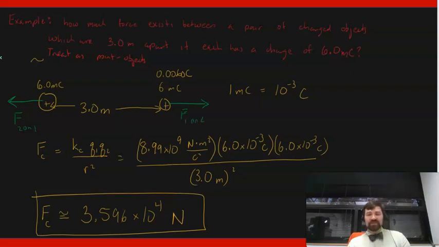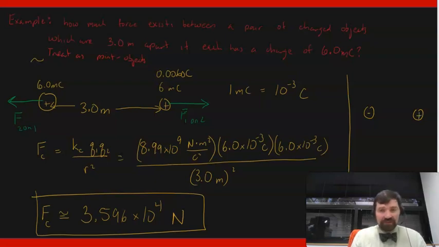If we replace one of these with a negative charge instead, so let me draw a little diagram. What if one of them happened to be negative and the other one happened to be positive? Then our force diagram would look like this. So again, this is force of 1 on 2. This is force of 2 on 1. And these charges, this one is Q1, this one is Q2.